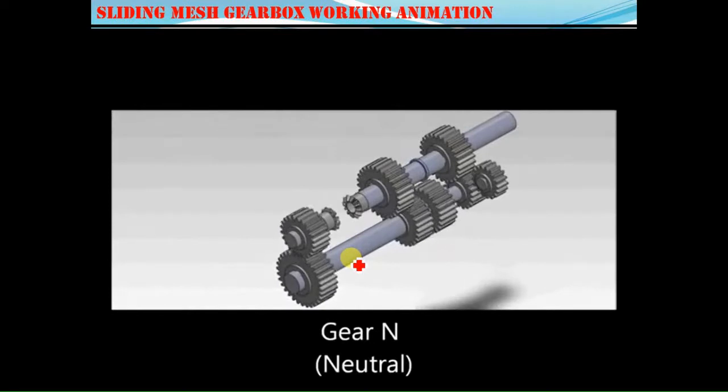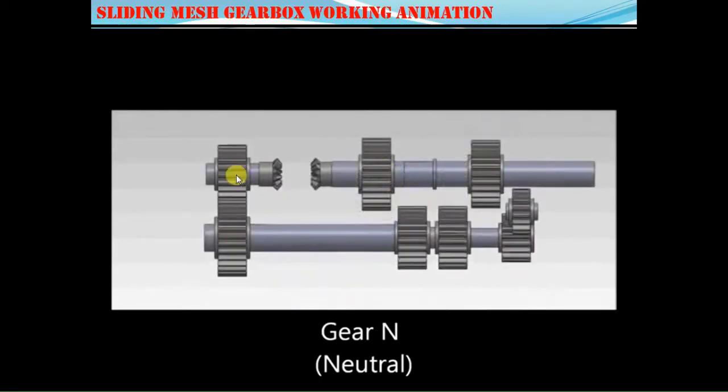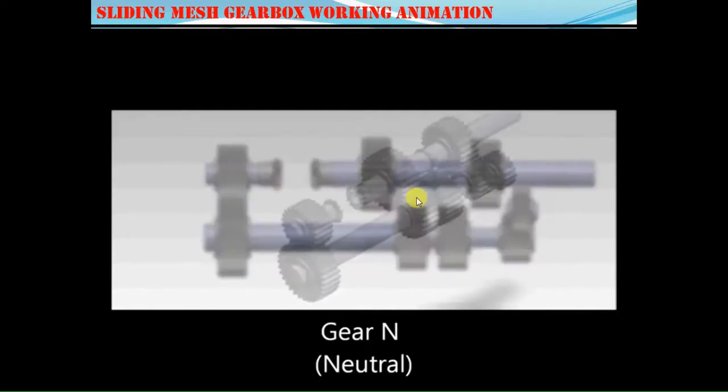A short animation of the sliding mesh type gearbox is shown here. Here there are 3 forward gears and 1 reverse gear. This is the neutral condition. The output shaft is stationary, but the clutch shaft and the counter shaft are running. These are rotating, but those are stationary.